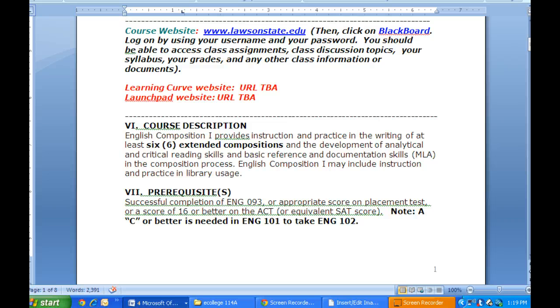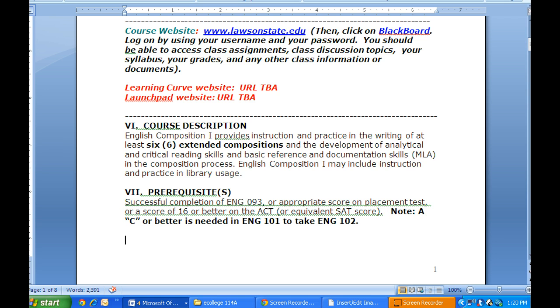it. English Composition 1 provides instruction and practice in the art of writing an essay. At least 6 extended compositions are required. That's so that you can transfer from one college to another anywhere in the South and have what you do here count for English Composition 1. In order to take this class, you have to have either placed into it with a really strong ACT score or a Compass score, or you may have taken English 093 and done really well in there. So congratulations for being in English 101. That means you did a great job.